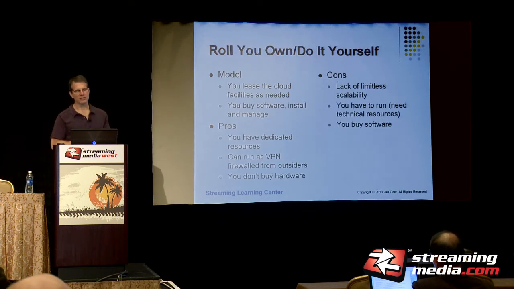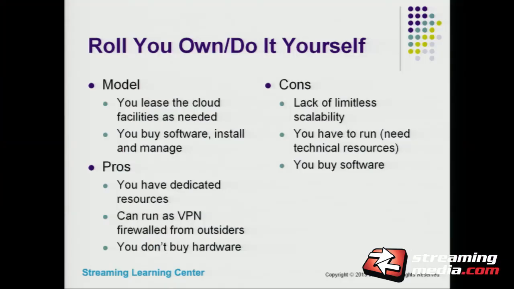So roll your own, do it yourself. This is the build your own cloud. You lease the cloud facilities as needed. You buy the software, install and manage it. The pros, the benefits of this approach are, you have dedicated resources, right? If you want to encode, you can encode. Those are available. They're not being used by anybody else. They're totally owned by you. You can run it as a virtual VPN, so you're firewalled from outsiders. There's no risk of anybody getting your data or getting to your videos. And you don't have to buy your own physical servers to install the software.